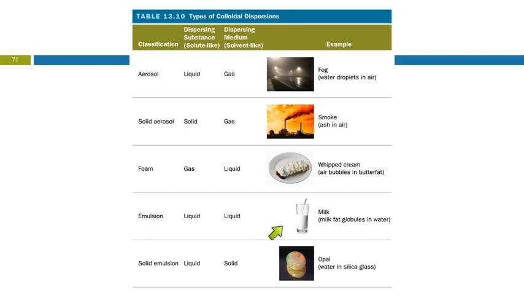Emulsions, such as milk, are also a type of colloidal dispersions. You've got fat globules and proteins dispersed in the water. You can also have solid emulsions. Some precious stones, like an opal, is actually water dispersed in silica glass, and that's what gives it its really cool appearance. And that is the end.